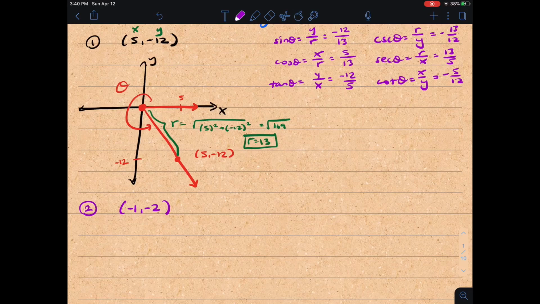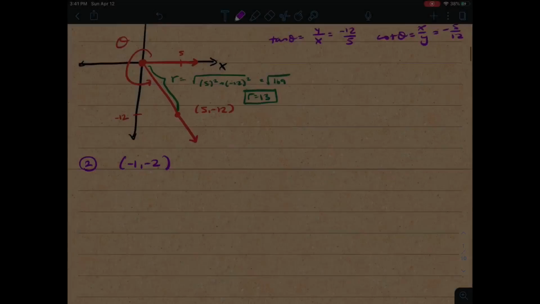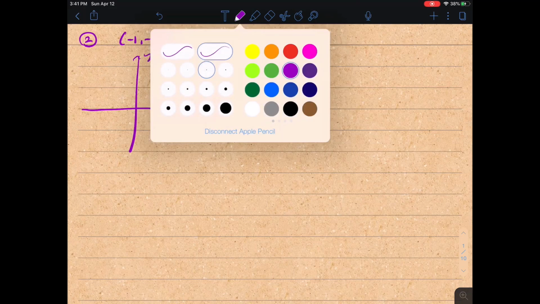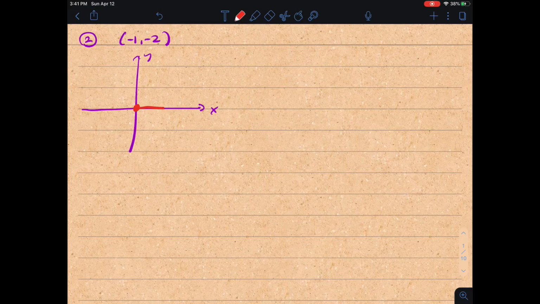As usual, when your video says your turn, I want you to pause the video, work this out on your own, and then press play when you're ready. So what I'm going to do is just draw a quick visual here, just so we can see what theta might look like. Once again, your angle is always in standard position. (-1, -2) would be somewhere right here in quadrant 3. I'm going to let theta in this case be negative, so it's going to go clockwise.